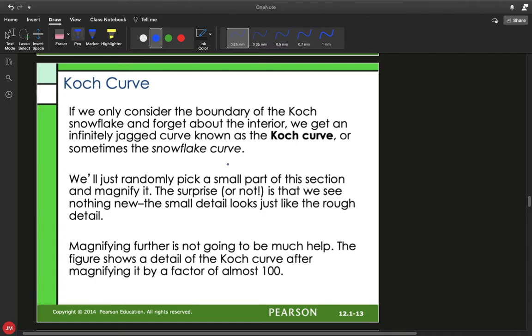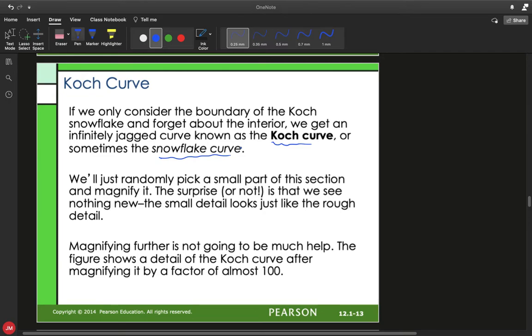Now, if we only think about the boundary of the snowflake and not about the interior of it, we get a curve which is called either the Koch curve or the snowflake curve. So if, instead of talking about the shaded region, everything inside, we only talk about the boundary of it, we call it the Koch curve or the snowflake curve.